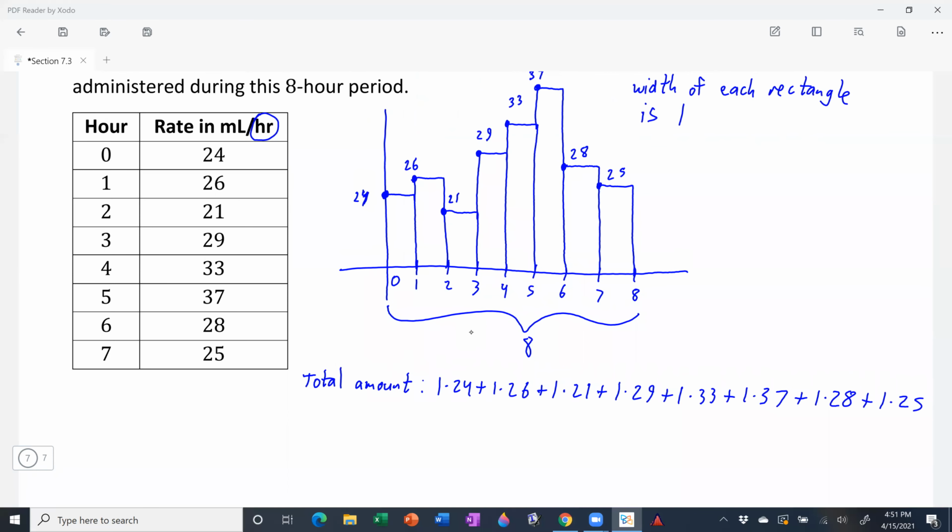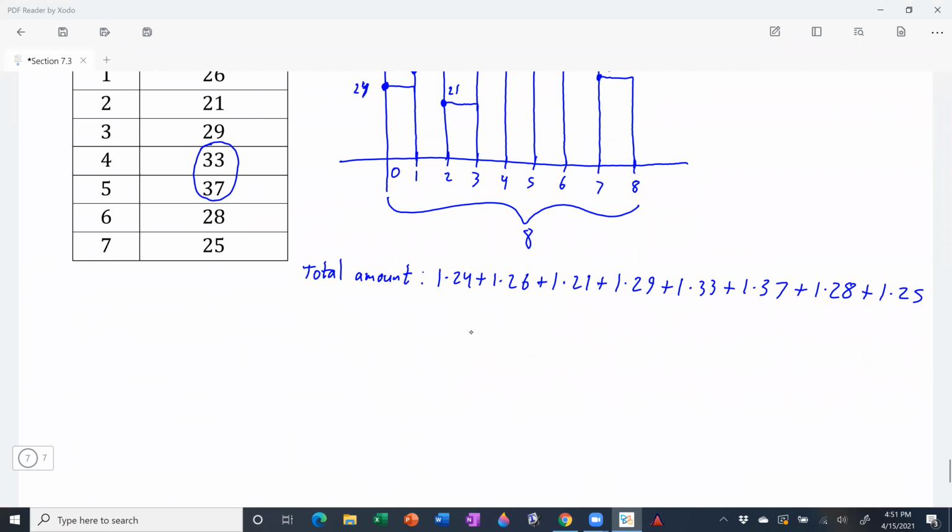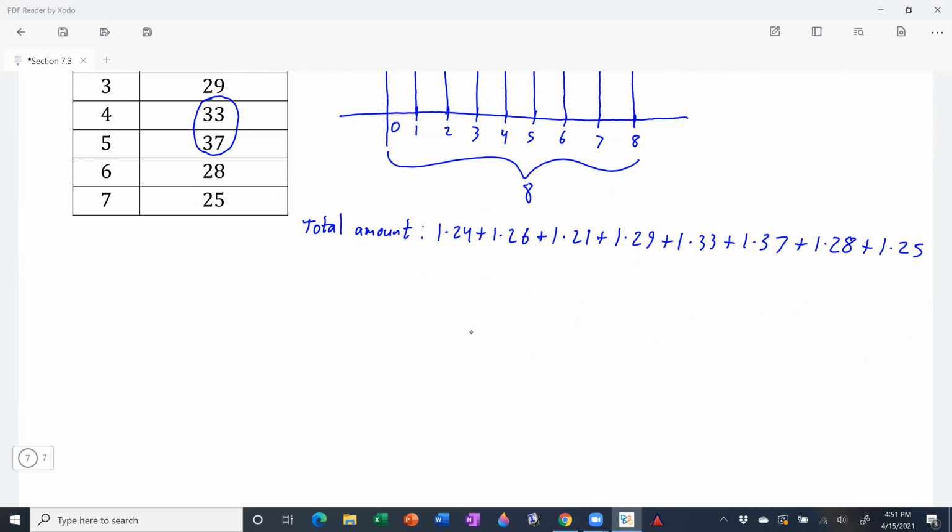Okay, and kind of interesting. I don't know if this is a real situation, but for whatever reason, it looks like the patient had a higher metabolism perhaps right there and needed more. Maybe it was meal time. I don't know. All right. Anyway, so the total amount would just be adding this all up. So we've got 24 plus 26 plus 21 plus 29 plus 33 plus 37 plus 28 plus 25. And I got 223.